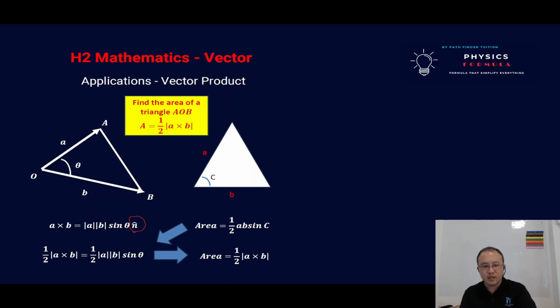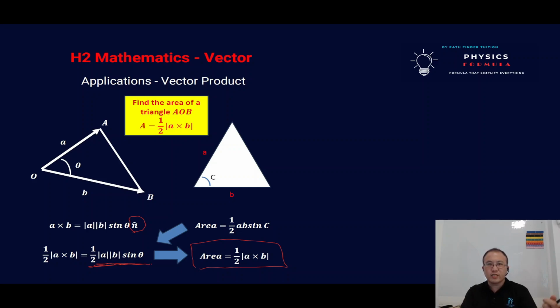In the area of the triangle, mod A and mod B are the two known lengths of the triangle, and the angle is sandwiched in between. So remember, half AB sine C, where the angle is in between. Then we can just use the vector product to find that. Half mod A cross B will give us this expression, which is the same as our half AB sine C. If we equate the two of them, the area of a triangle is just half times the modulus of A cross B. So that's how we use the vector product to find the area.